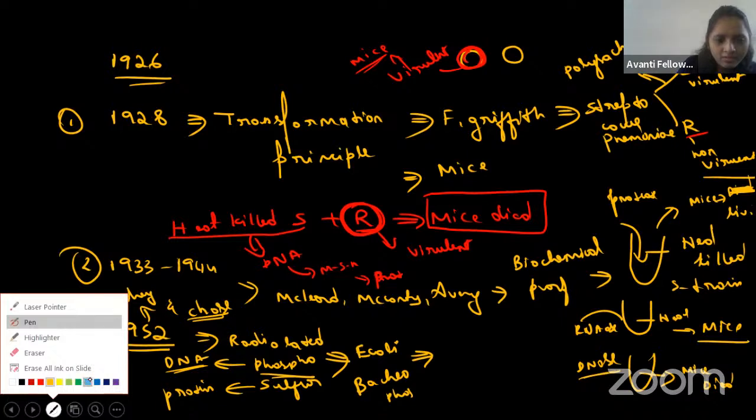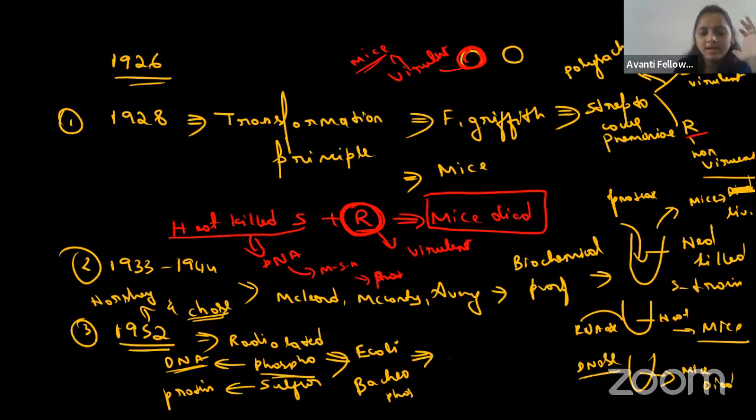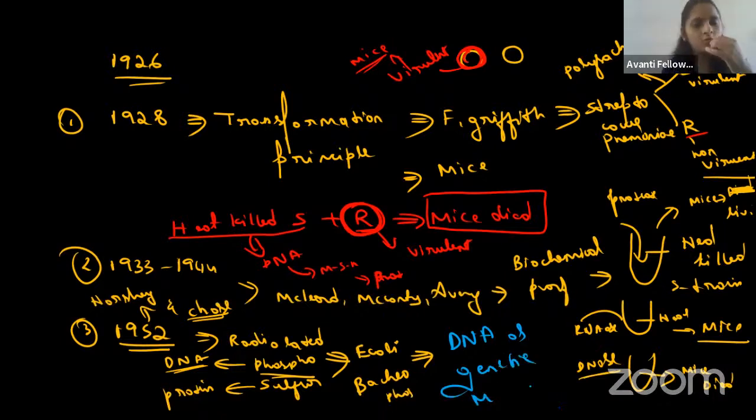Remember, guys, very, very important. In 1952, Hershey and Chase proved that DNA is genetic material. In the multiple choice, they may ask you another question.